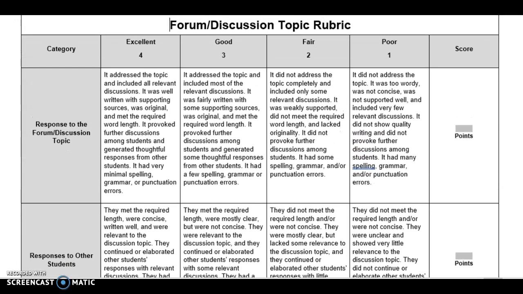You'll also notice that the categories are going down on the left. Across the top in a banner is a score, and that score indicates how well you've done in that particular category. If you look, there are some small differences between each of them. But there's a huge difference between an excellent response and a poor response.